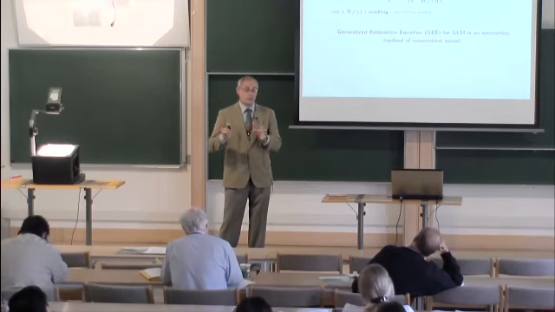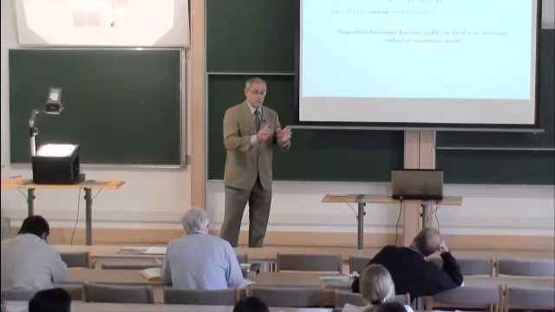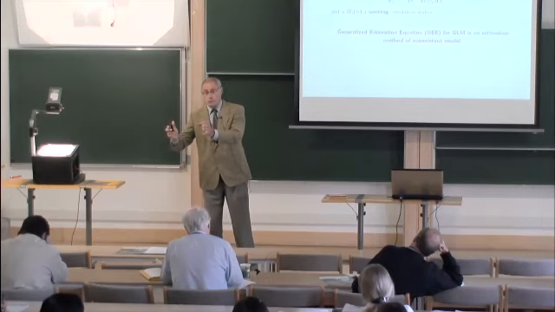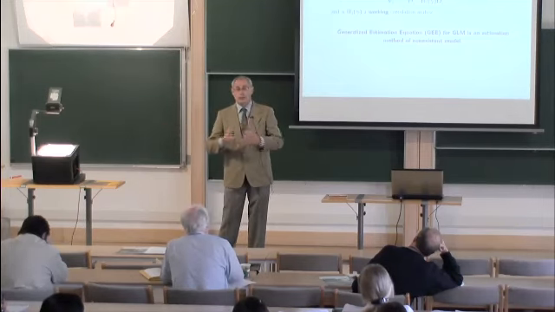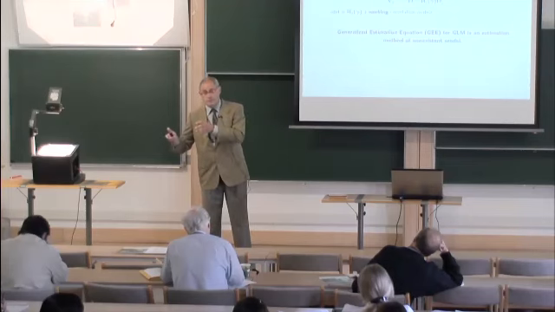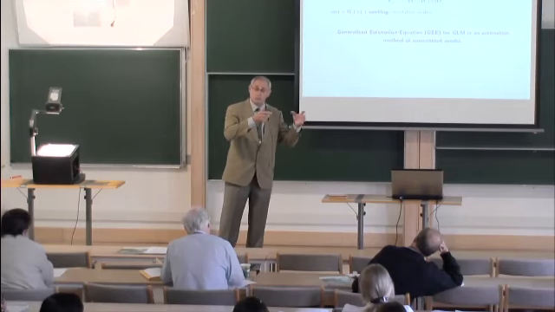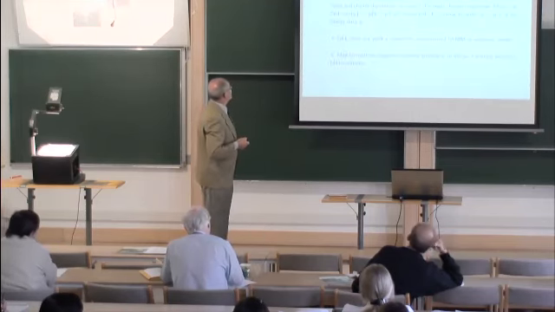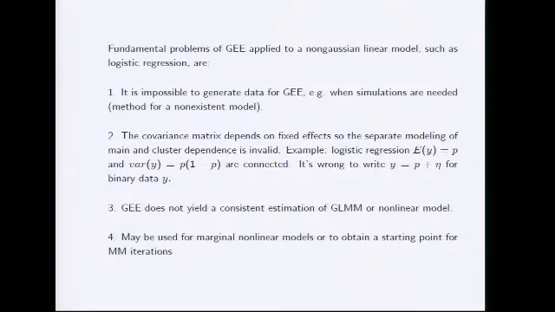You cannot represent binary data as an expected value plus a random term. It is all together, and you cannot separate the covariance matrix from the expected marginal mean. That is the fundamental problem with GEE: it is basically impossible to generate data using GEE. So I encourage you to use mixed models and use GEE only as a starting point for maximum likelihood.